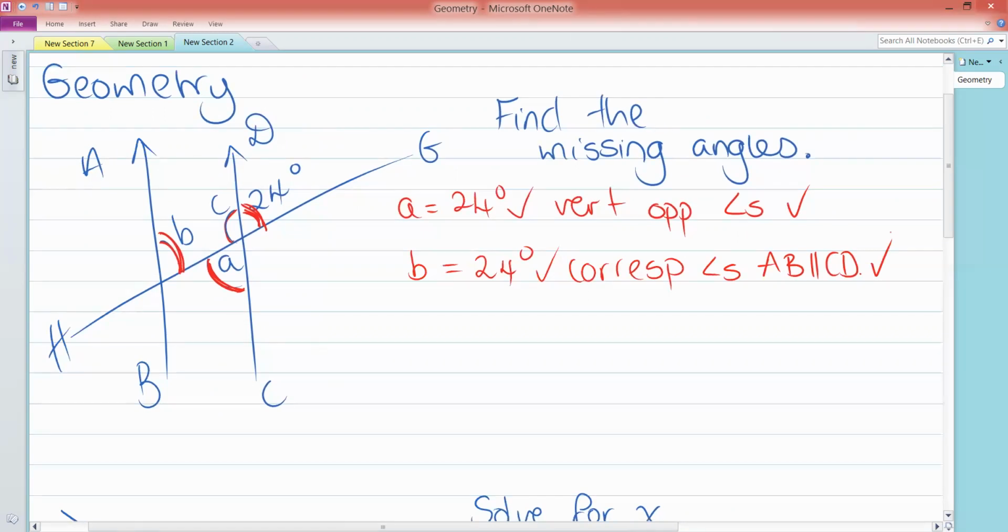Now, we could have also said B is actually equal to A. What would that reason be? It would be alternate angles. So alt angles, AB is parallel to CD. That's another reason you could have used for B. Okay, so now C. Two ways of working out C as well. What would C be equal to?